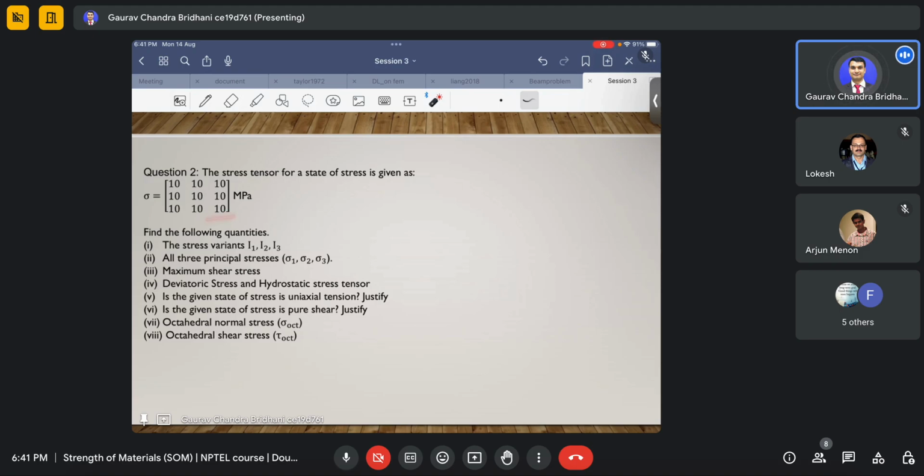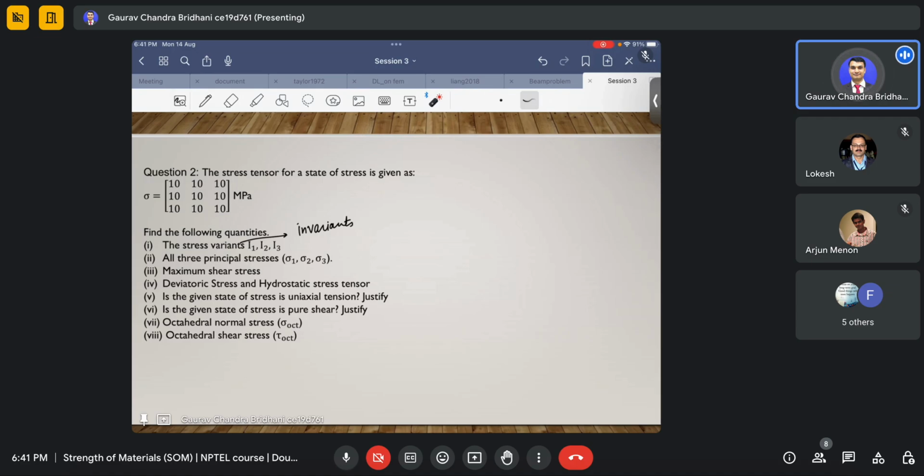Now what is asked? As you have gone through, there is something called stress invariants. Actually it should be invariants here, not variants. I will correct it here. Stress invariants, not variants. Why they are called stress invariants, you will see in a while when we solve this problem.